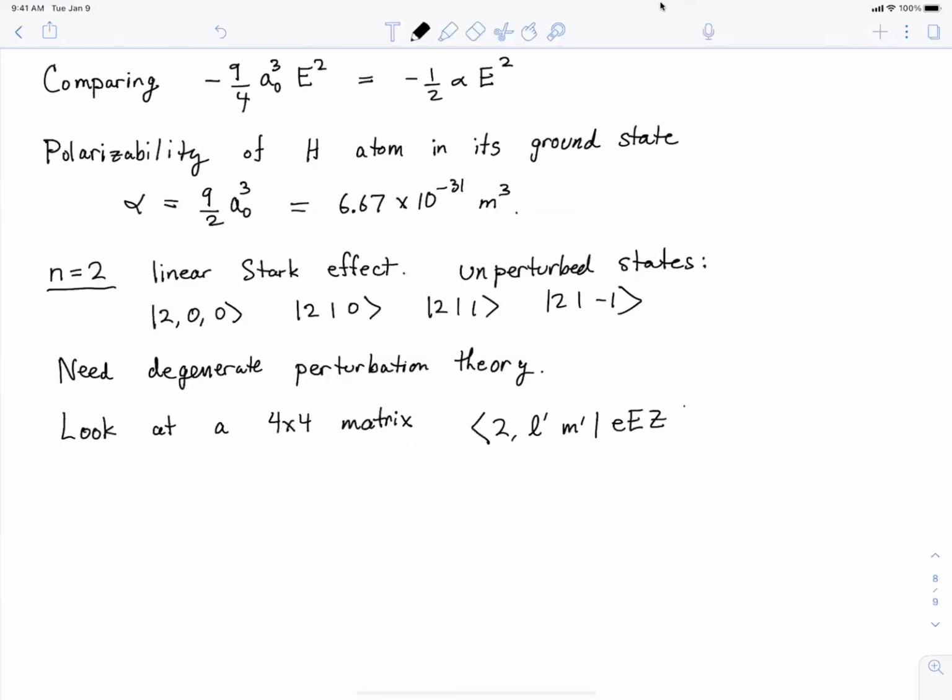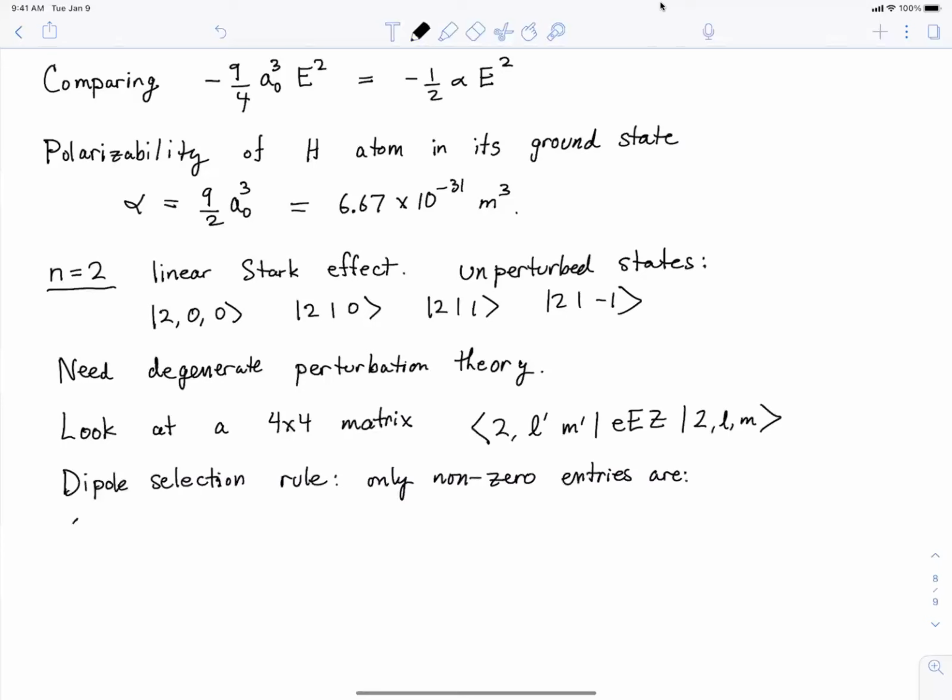There's the perturbation Hamiltonian, 2 l m. Okay, and the dipole selection rules tell us a lot of those are 0. So naively, there are 4 times 4 equals 16 things to compute, but about half of those are just complex conjugates of the other half because you know that z is a Hermitian matrix. Okay, and so the only non-zero elements are 2, 1, 0, I'm just going to put the z there, 2, 0, 0, and its complex conjugate, and this thing will turn out to be real. So it's 2, 0, 0, z, 2, 1, 0.